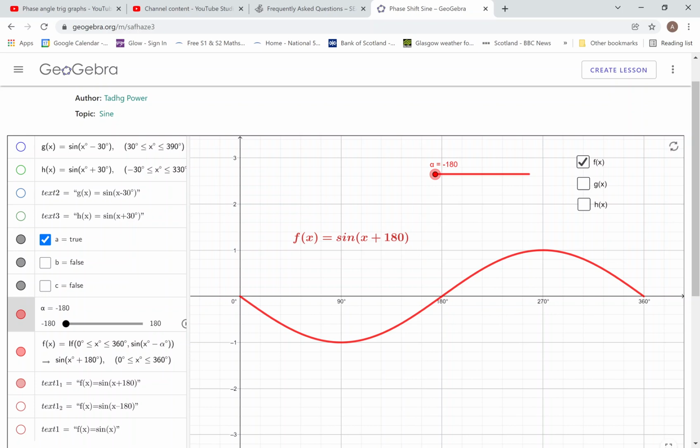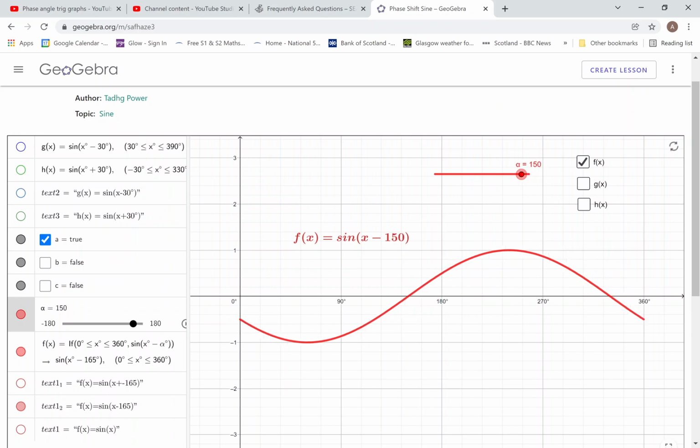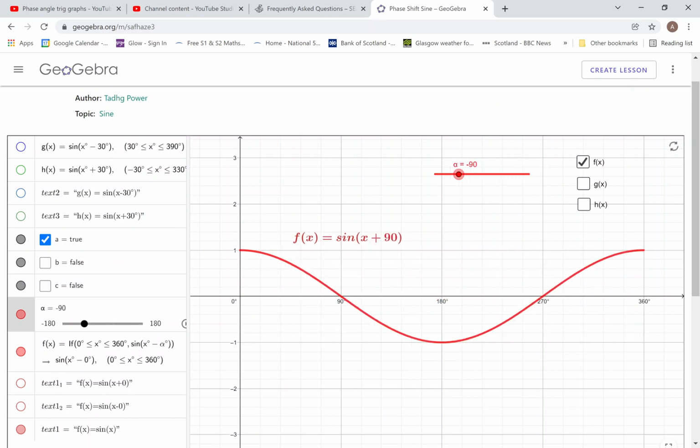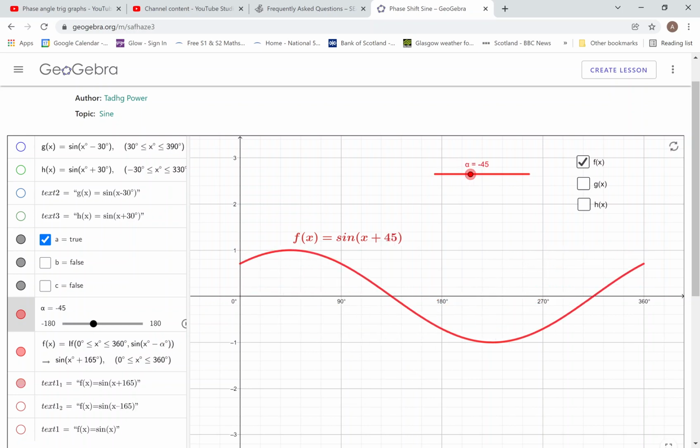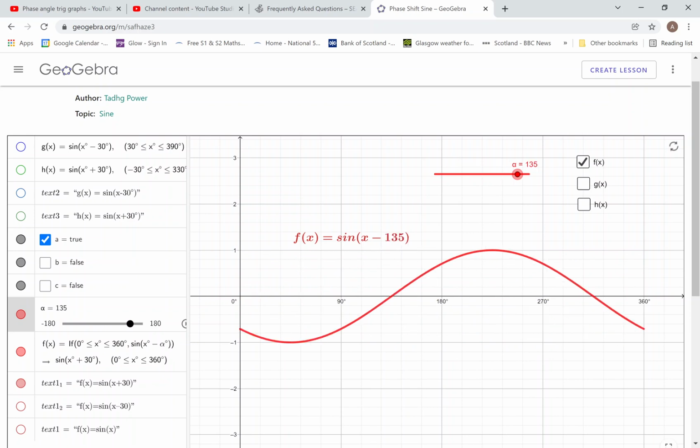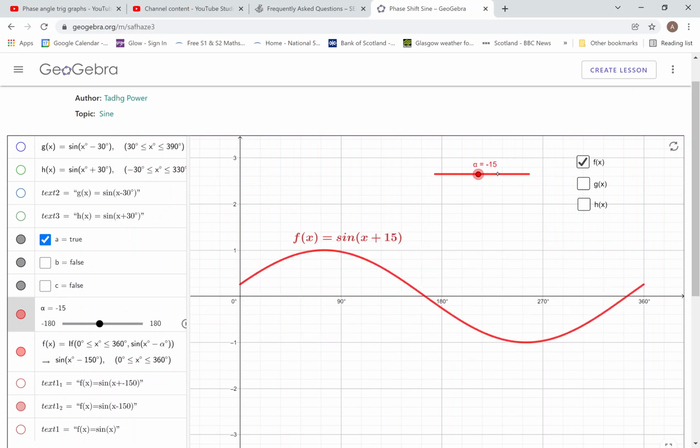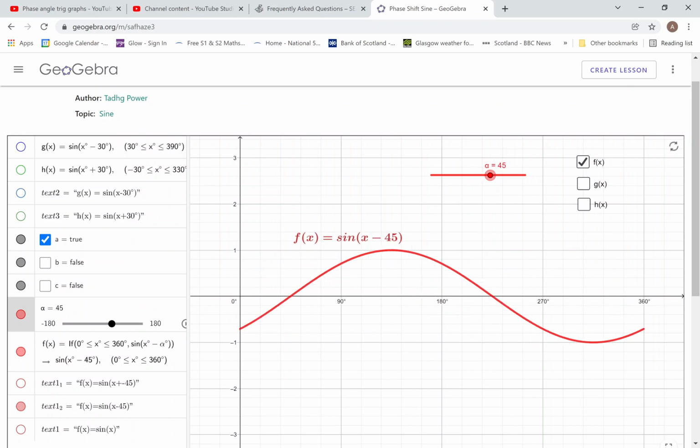So actually, the graphs of sine of x plus 180 and x minus 180 are exactly the same, because the graph repeats every 360 degrees. If we add 180 and take away 180, the distance between those is 360, so that's just one full wave. If I simulate this going forward and back, it should give you that impression of a continuous wave, which is what these trig functions are.